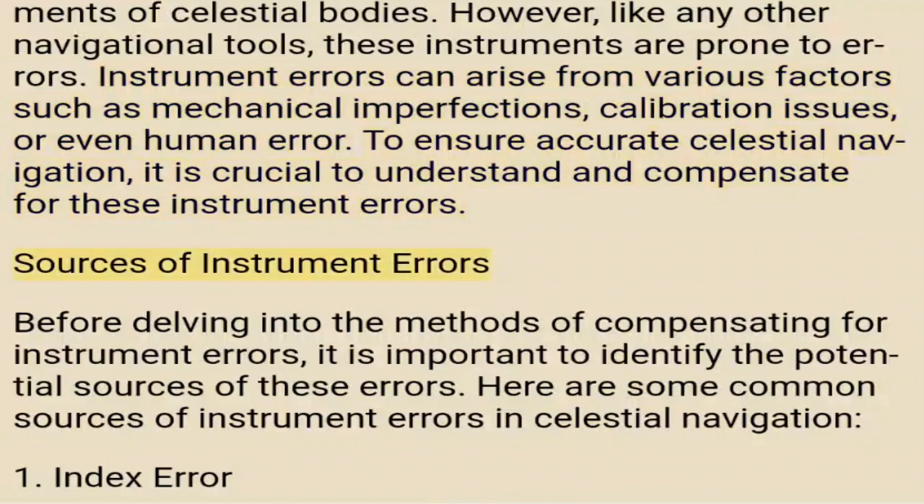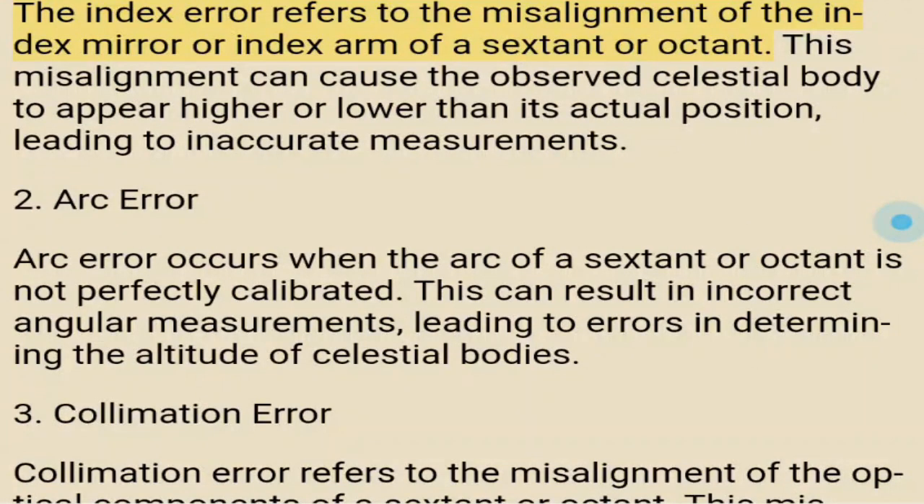Sources of instrument errors. Before delving into the methods of compensating for instrument errors, it is important to identify the potential sources of these errors. Here are some common sources of instrument errors in celestial navigation. 1. Index error. The index error refers to the misalignment of the index mirror or index arm of a sextant or octant. This misalignment can cause the observed celestial body to appear higher or lower than its actual position, leading to inaccurate measurements.